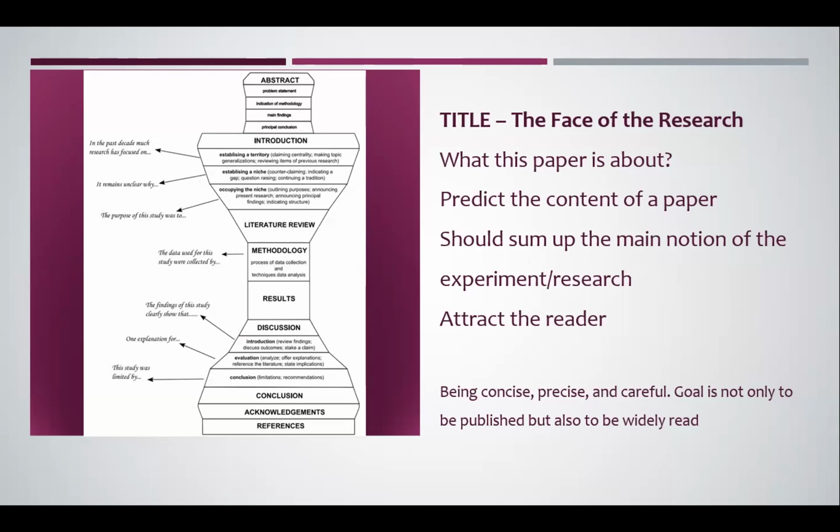The first two important things for writing a manuscript are the title and abstract. The title is the face of your research, and it attracts the reader in a short way. If your title is good, the reader will open your paper and study it. Otherwise, if your title is boring, not relevant, or not descriptive, people will not read it. So in the title, be concise, precise, and careful.